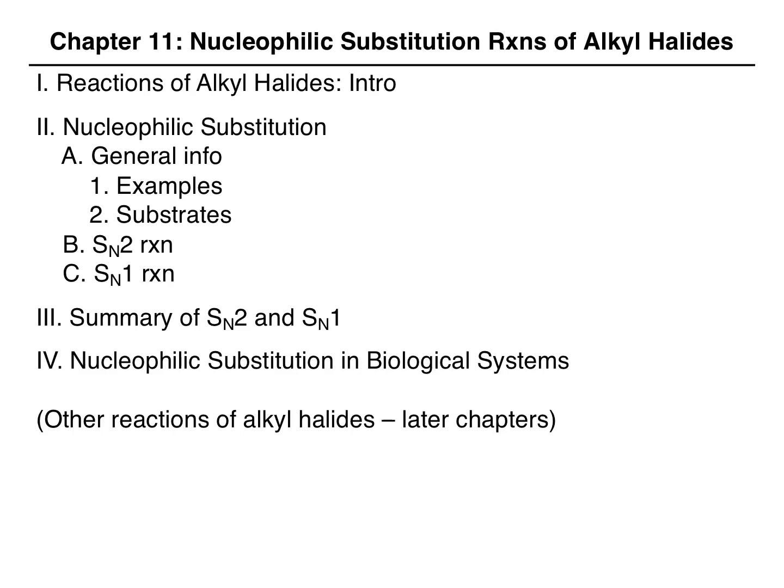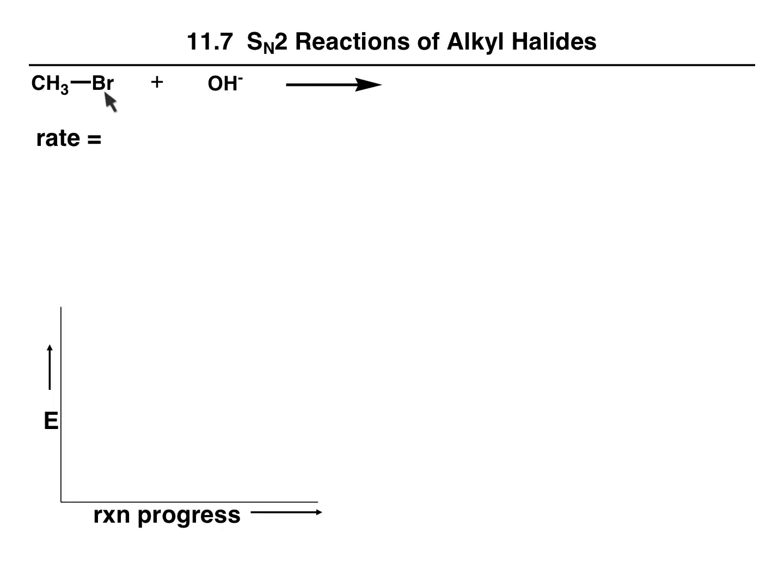Now that we've talked about nucleophilic substitution in general, let's focus on the SN2 reaction. If we have a methyl halide and we react it with a good nucleophile such as hydroxide, this will go through nucleophilic substitution to give methanol plus Br minus. Now, in the previous chapter, we looked at how to convert alcohols to alkyl halides. Now we can see that we can convert alkyl halides to alcohols.